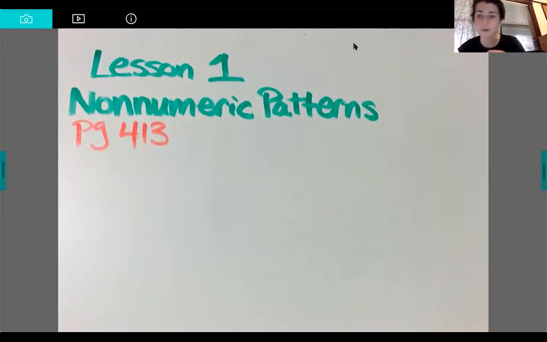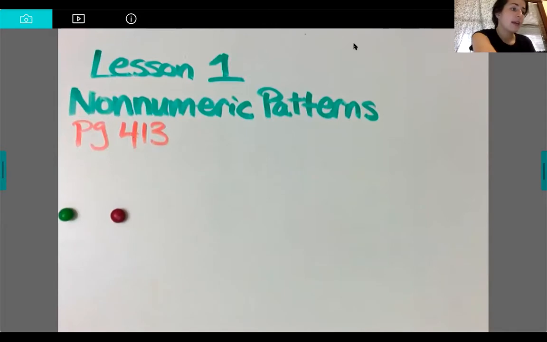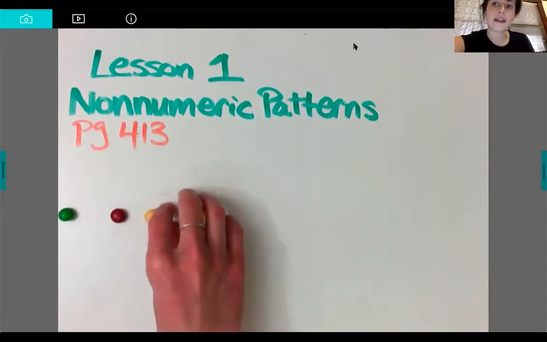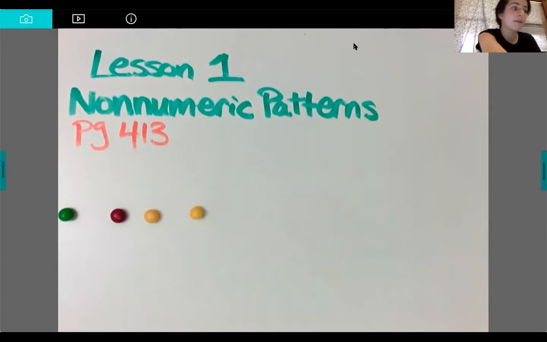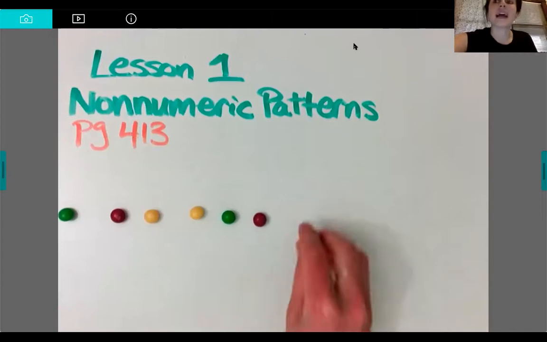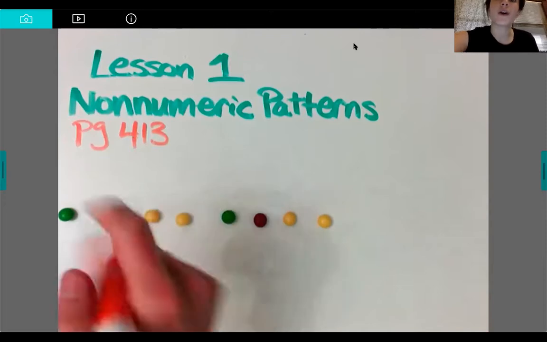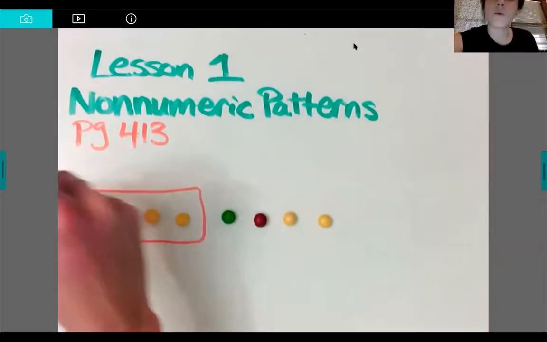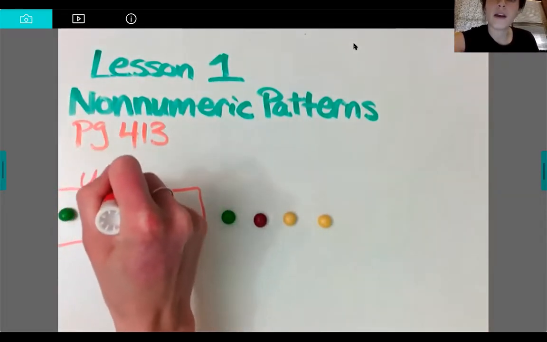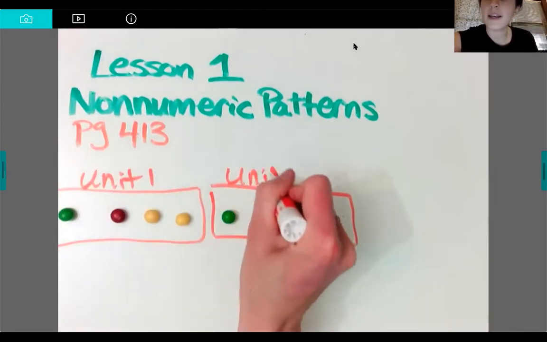All right, so we're finding what's called now the pattern unit. With my Skittles, the pattern unit would have been green, red, yellow, yellow. That is 1 unit of my pattern. Once that repeats itself, this would be my 2nd unit. This pattern right here would have 2 units. This would be unit 1, and this would be unit 2.